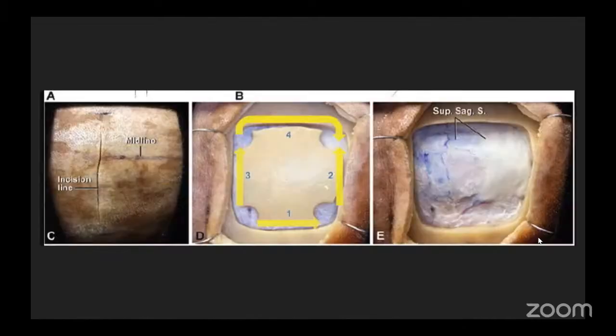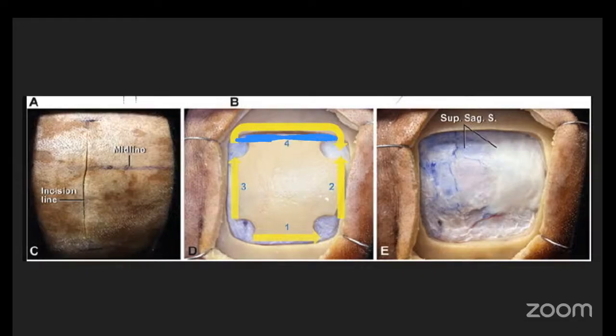This is a smaller linear incision in a cadaveric section. And you can see the beautiful craniotomy, which has been based over the superior sagittal sinus. Superior sagittal sinus is just under here. Now, there are also variations in the craniotomy. Let me go back to the previous slide.